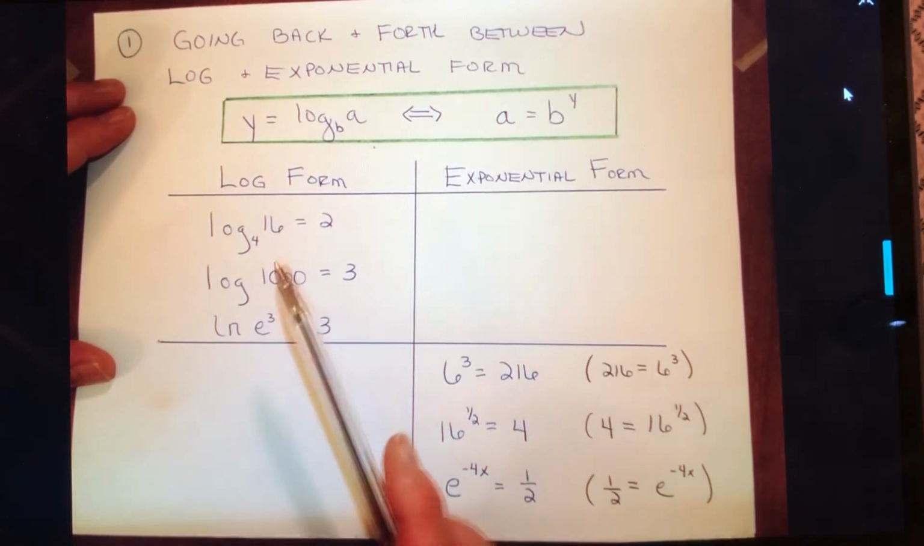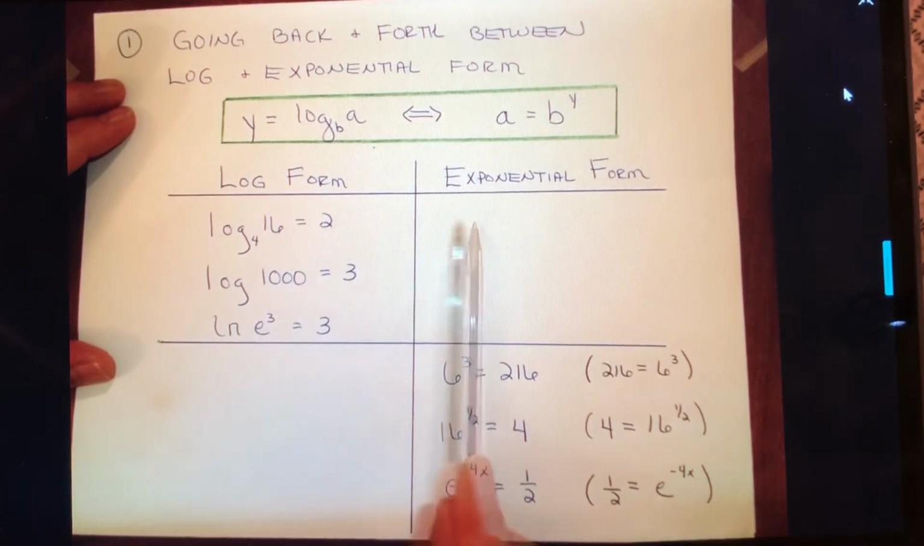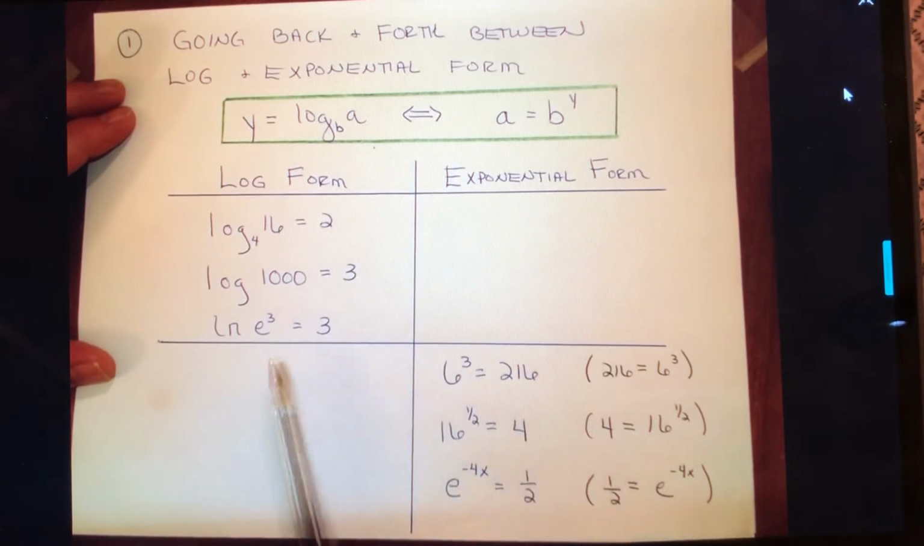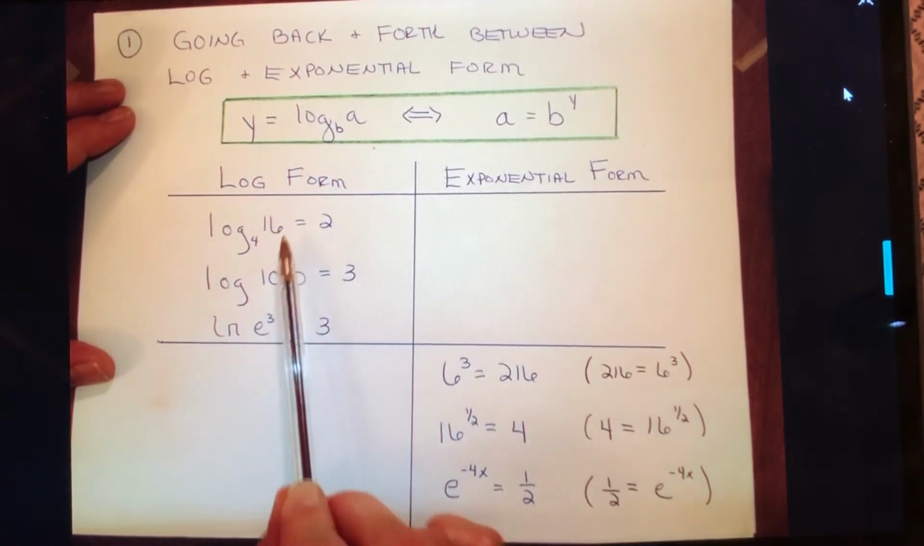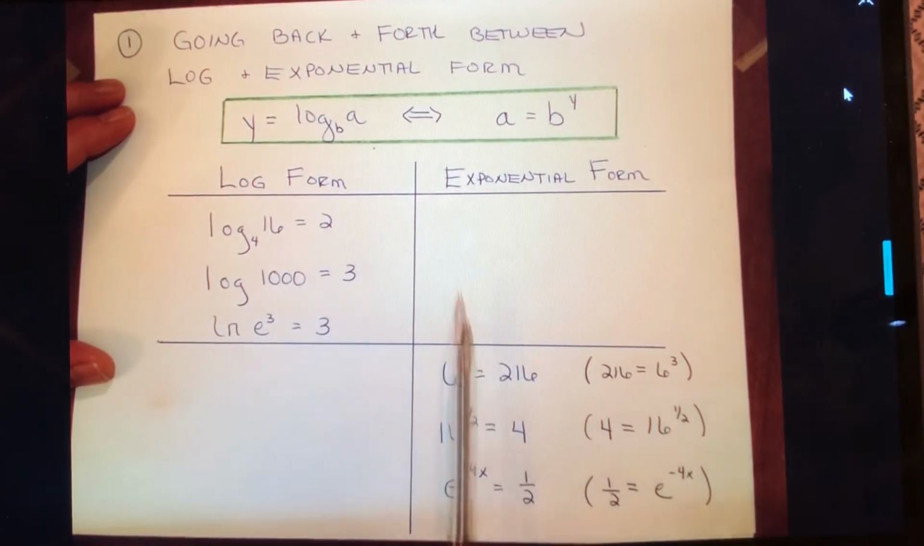Some students find that maybe going from one to the other is easier, and when they get ready to go backwards they have to think about it more. That's completely okay. Me personally, I am pretty quick at going from log into exponential, but sometimes when I do exponential backwards, I have to think about that for a second.